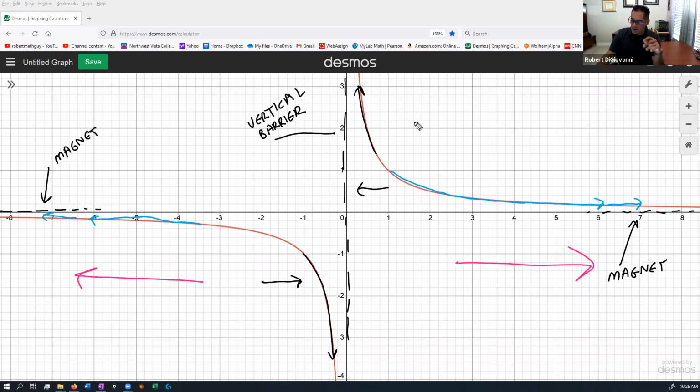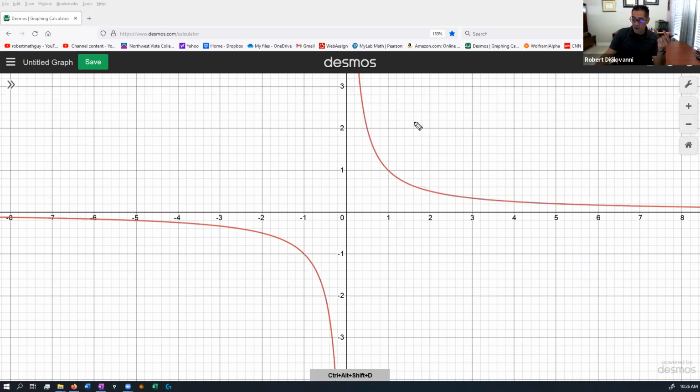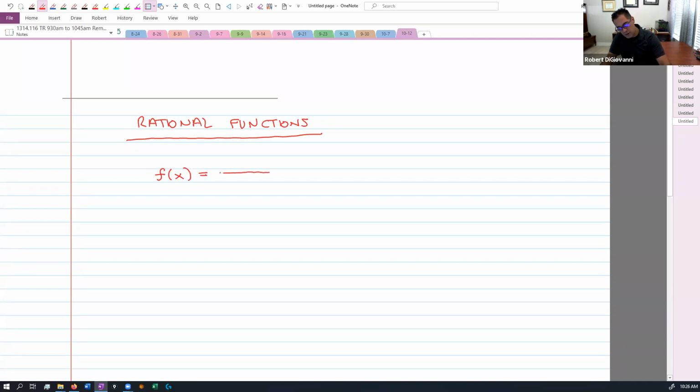So now that I've kind of confused you, let's actually look at what a rational function must look like. All right, so what is a rational function when you write it down? So here we go. A rational function is this. It's a function. All it is, it's pretty simple. It's just a fraction where the top is a polynomial and the bottom is a polynomial. And that's it. That's what a rational function is.